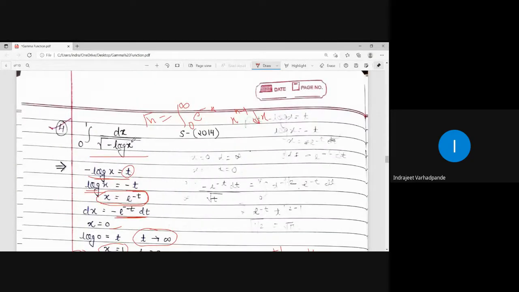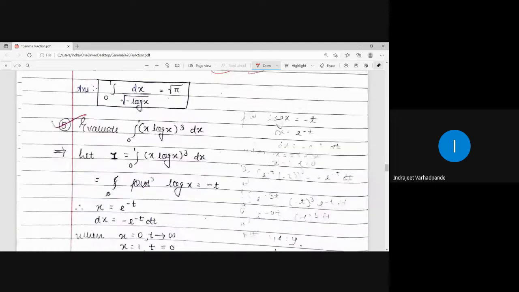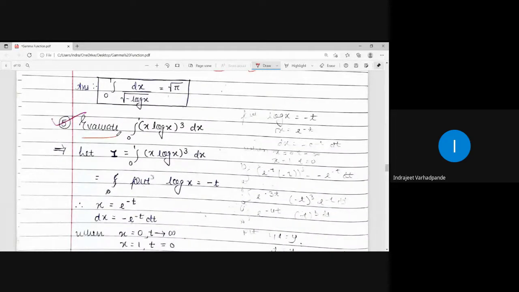So in this case, in the denominator it was minus log x, so I substituted minus log x equal to t, log x is equal to minus t, and x became e to the power minus t. Similar kind of example in the RHS we have: evaluate integral 0 to 1 x log x to the power 3. So x log x to the power 3, individually what will happen, x can be cubed, log x can also be cubed.